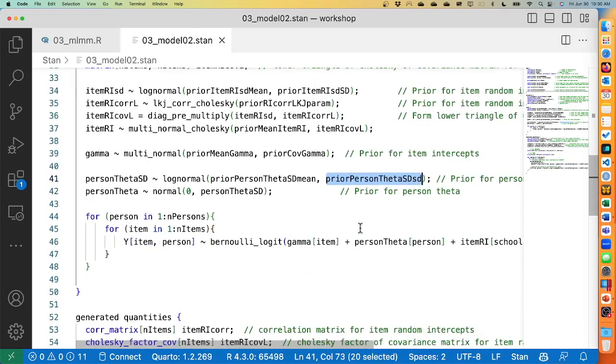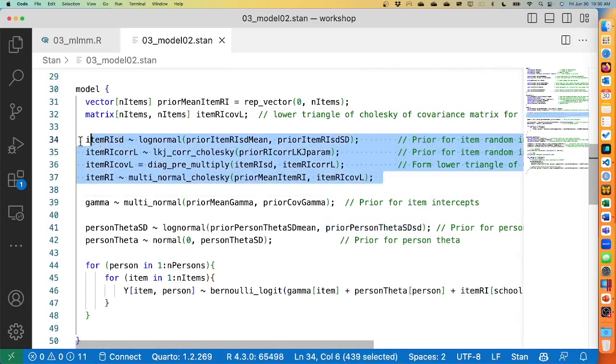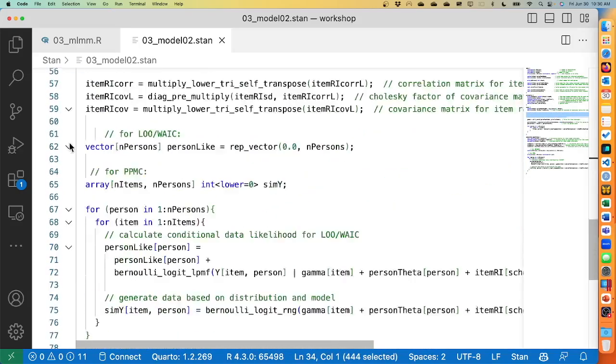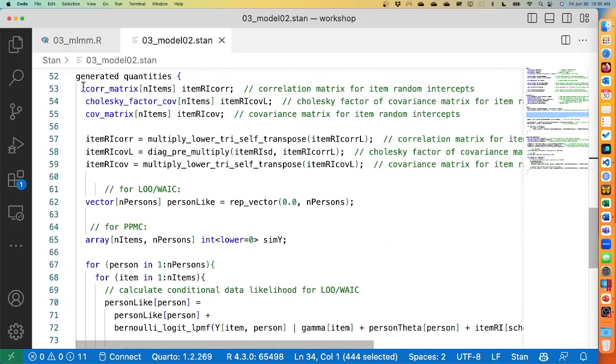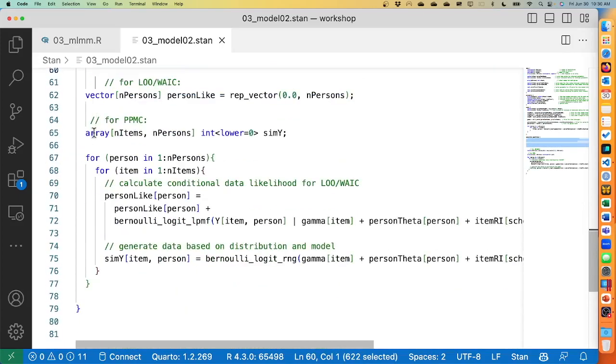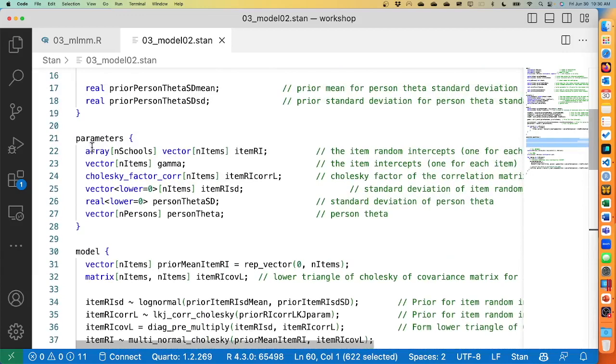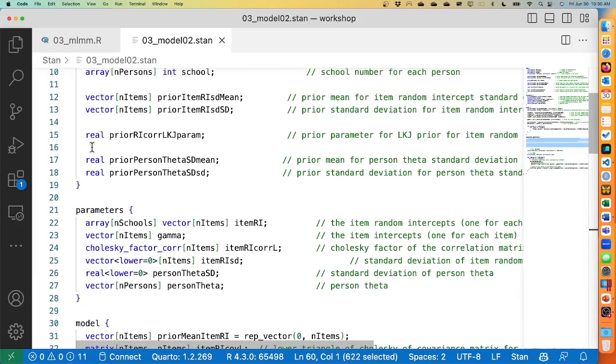The rest of it is literally the same. That's the mess for the item random intercepts covariance matrix. Again, we can output that down here. Here we have our calculation of the expected log posterior density.